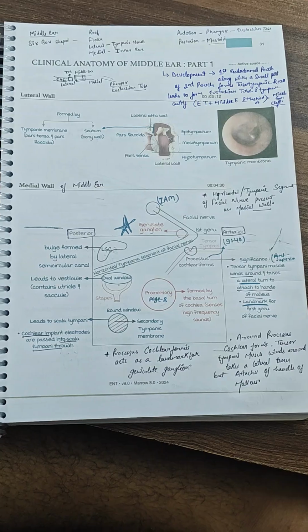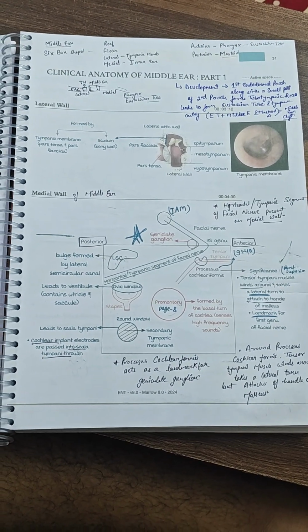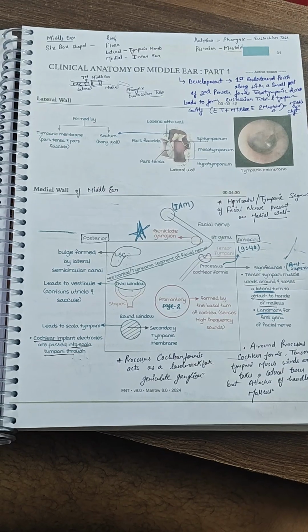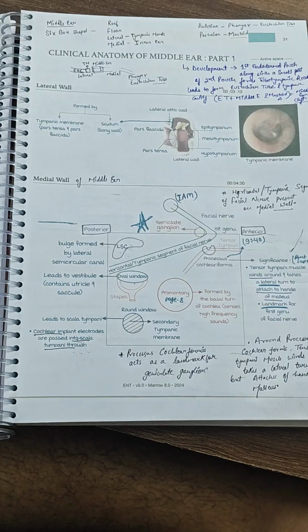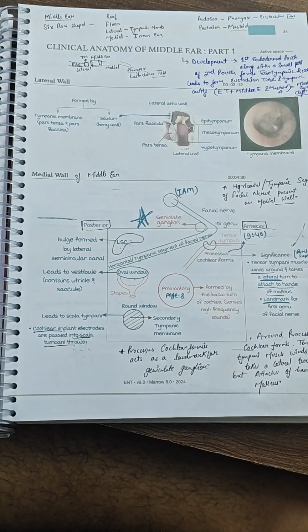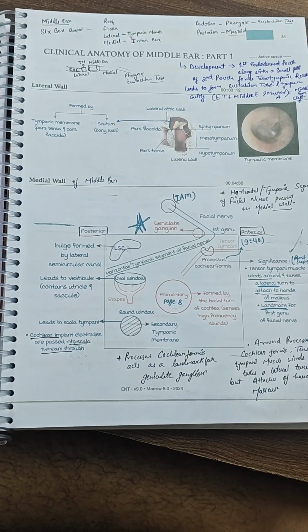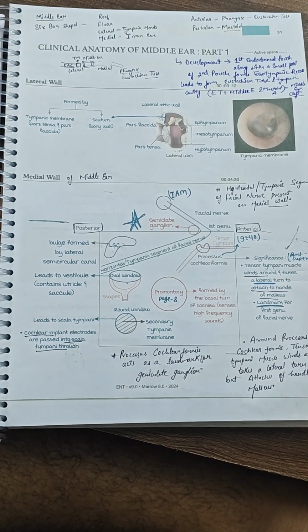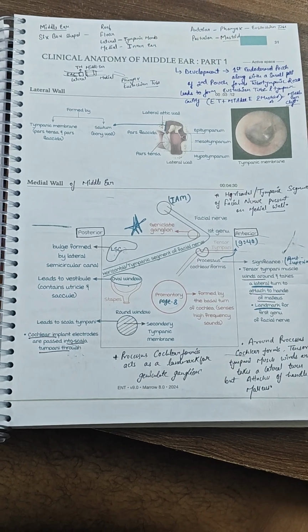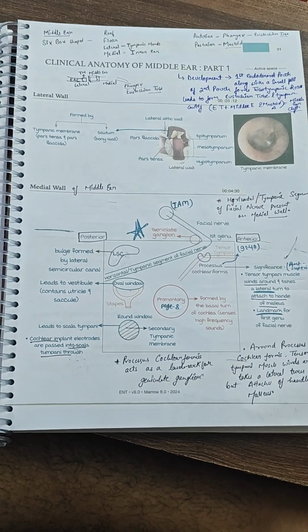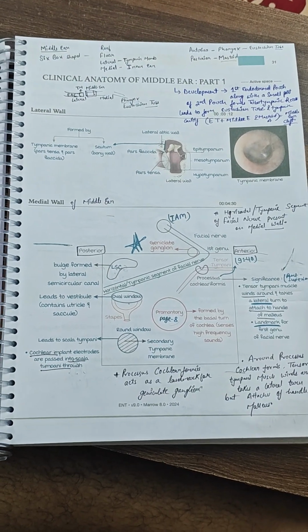Now let's discuss its boundary. As we see in the diagram here, it is a six-sided box. What does a six-sided box mean? It means it has six boundaries: the roof, floor, lateral wall, medial wall, and the anterior and posterior walls. It will be seen as a cuboid shape.